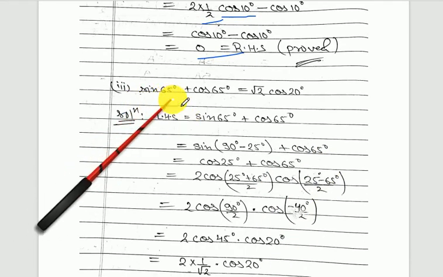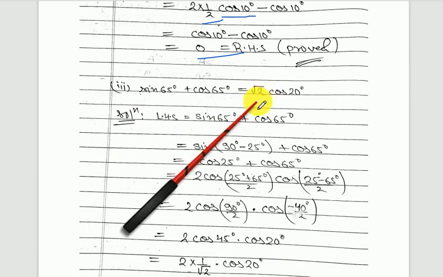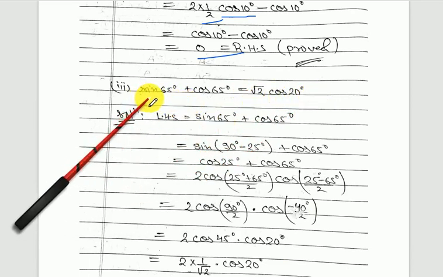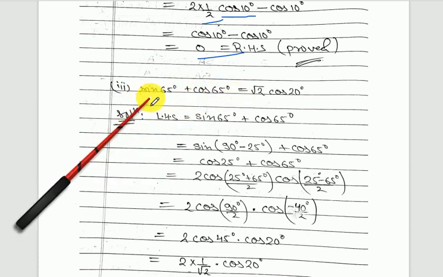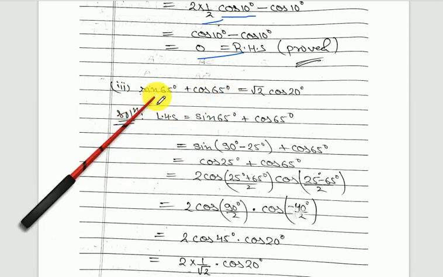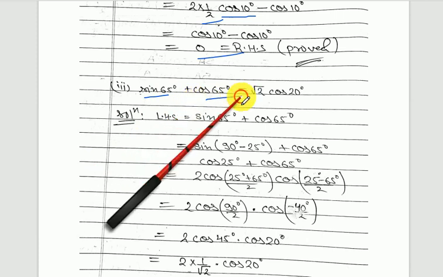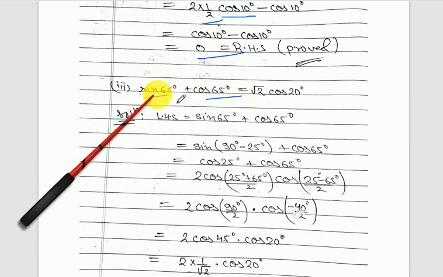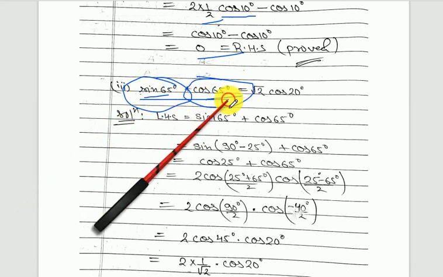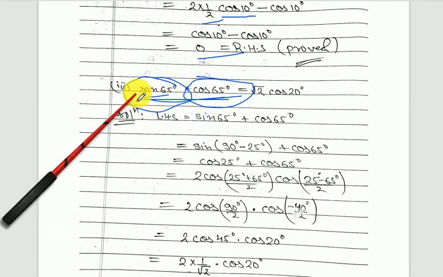Next is sine 65 degree plus cos 65 degree is equal to root 2 into cos 20. So here you can see that till now we have learnt either sin c plus sin d or sin c minus sin d, cos c plus cos d, cos c minus cos d. We have got 4 formulas, but here we see that it is sin c plus cos d type. So what we'll do is we will either change this to cos, or this to sin. Both, in order to use those formulas, have to be of the same trigonometric function.